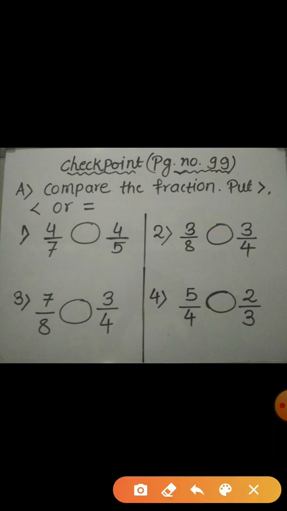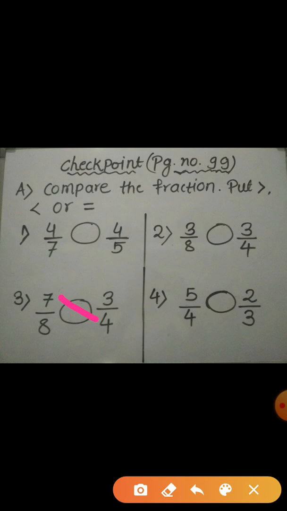Now coming to the third one. Let us compare the fractions 7 by 8 and 3 by 4. Now which kind of fractions they are? Yes, they are unlike fractions. But now they are having different numerators as well. When the numerator and denominator both are different, we always cross multiply to compare. So let us cross multiply.